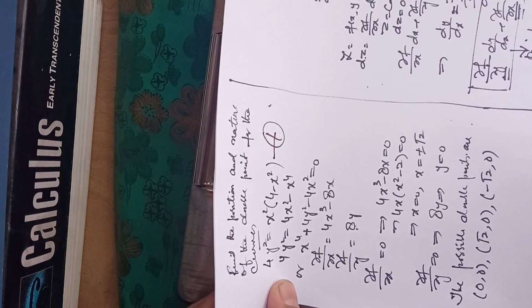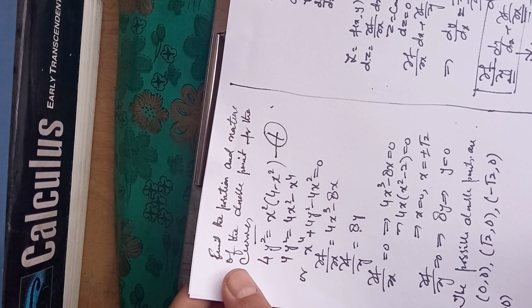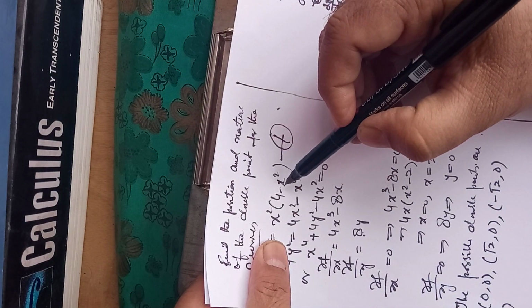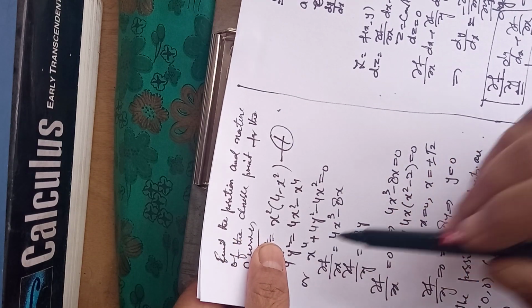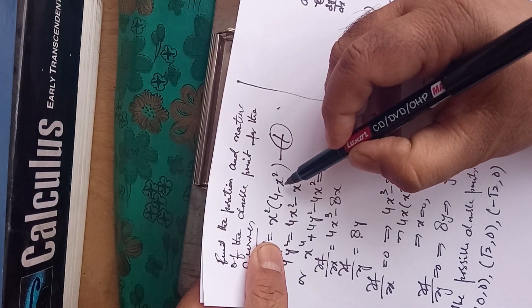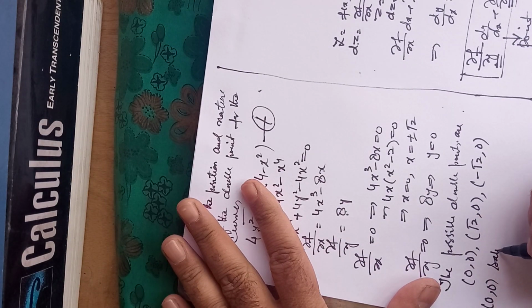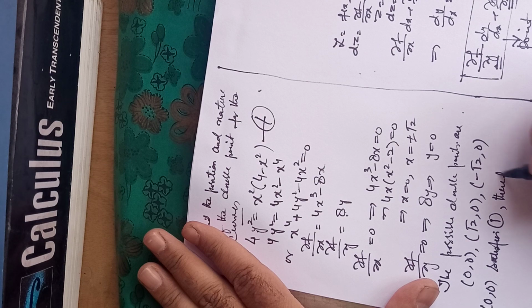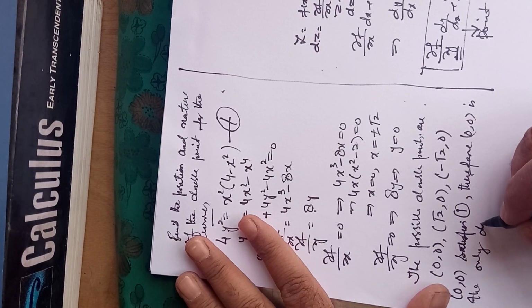You can see this is my question. If I put x = 0, y = 0, then (0, 0) satisfies this equation. Now if I put y = 0 and x = √2, the left hand side is 0 but x squared is 2, so this is not 0. If I put y = 0 and x = -√2, x squared is 2, so this is not 0. So since (0, 0) satisfies it, therefore (0, 0) is the only double point.